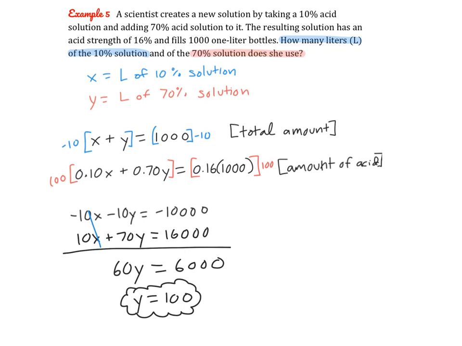And then we can back substitute this into either of our original equations. I'll choose that first equation: x plus 100 equals 1,000. So x equals 900.